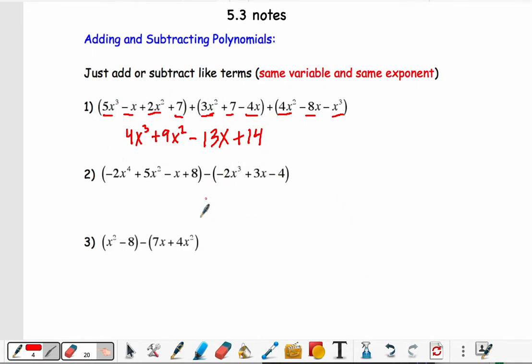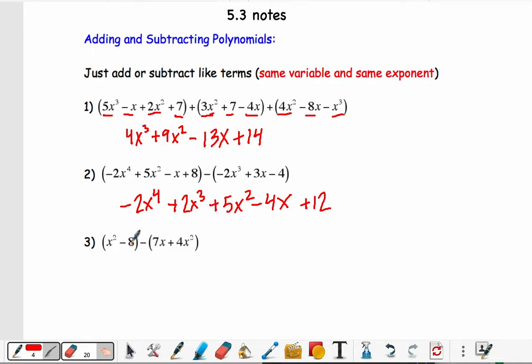If you want to pause the video and try these next two on your own, go right ahead. Otherwise, I'm just going to burn through them quickly. Negative 2x to the fourth minus nothing x to the fourth, so we'll keep it negative 2x to the fourth. We don't have any x cubes here, but we go minus negative 2x cubed, so be careful, that's like a plus 2x cubed because you're subtracting a negative. Then we have a 5x squared minus no x squared, so just plus 5x squared. Then we have a negative x minus 3x, that's minus 4x. And then a positive 8 minus negative 4, being careful again, that's just plus 12.